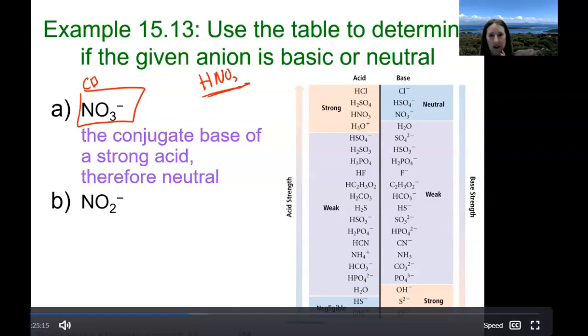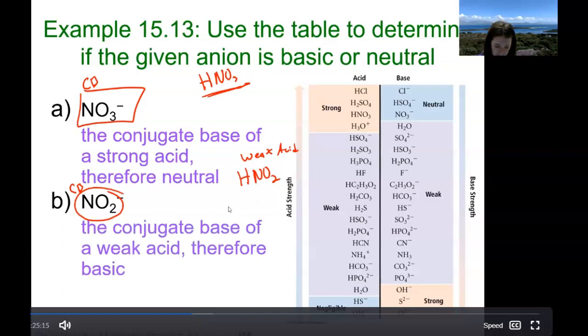Okay, now this. Well, there's only really one option of where this came from, right? This must have come from HNO2, right? That's the only option here. So HNO2, this is a weak acid. It's okay. If this is a weak acid, this is its conjugate base. This must be basic, weakly basic. This is a conjugate base of a weak acid, so therefore this is basic.